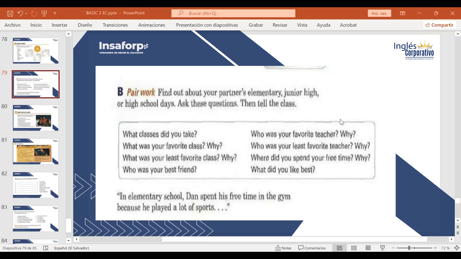Okay, así vamos a ir respondiendo. So we're gonna go to the breakout rooms. Understand? Ustedes deciden sobre qué van a hablar. Si elementary, junior high, or high school. Ustedes van a agregar eso a las preguntas. Por ejemplo, what classes did you take in high school? Okay. That's an example.